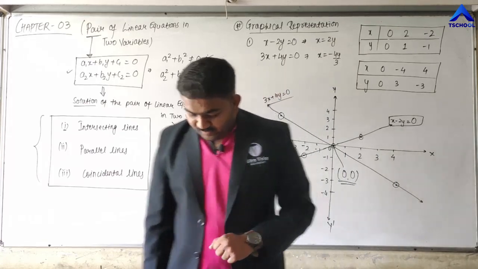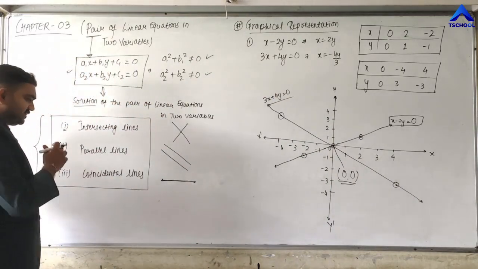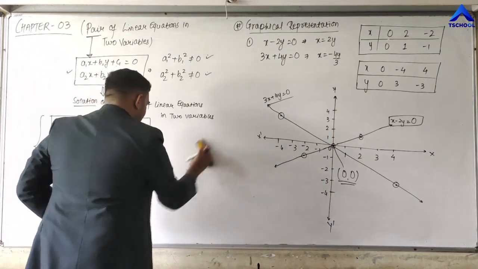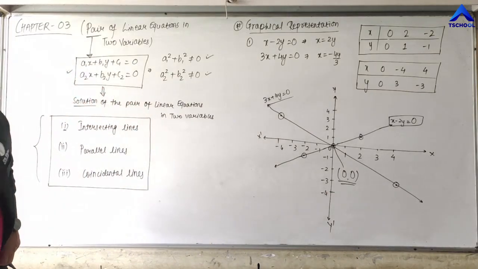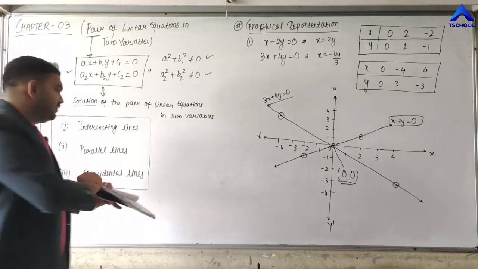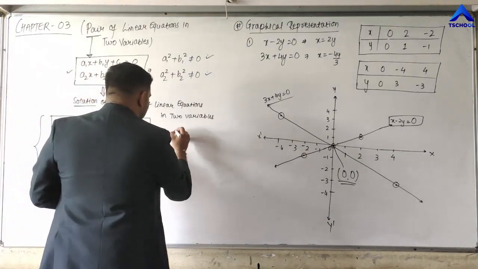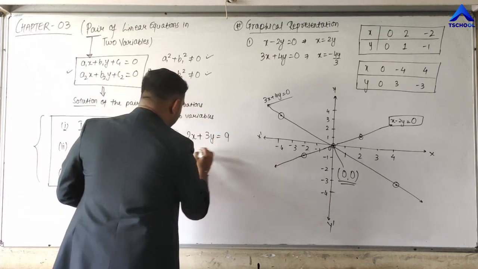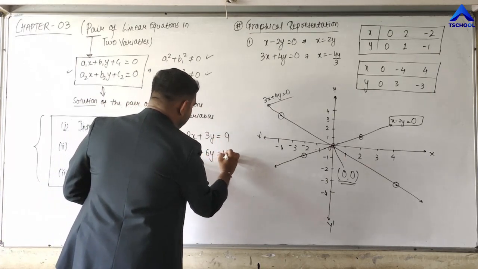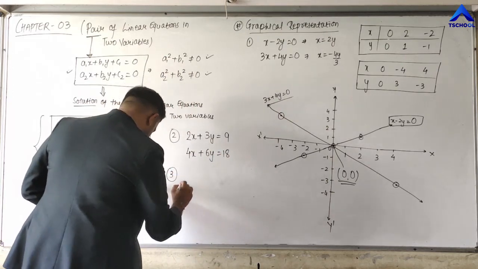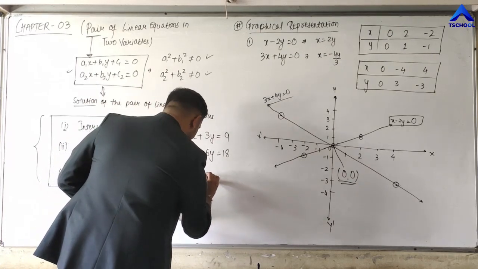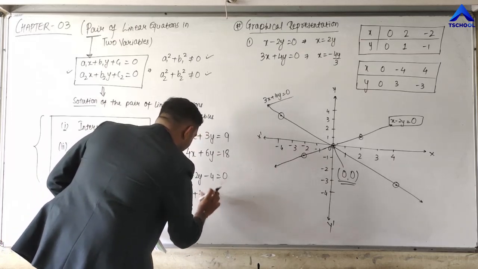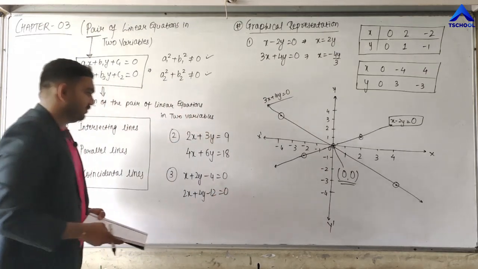Let me give you two examples for which you can define the nature of these pairs of linear equations in two variables. I am writing down two pairs of linear equations here. Try to plot them graphically, and then we shall see how the lines will be. The second example is 2x plus 3y equals 9 and 4x plus 6y equals 18, and that is x plus 2y minus 4 equals 0, and that is 2x plus 4y minus 12 equals 0.